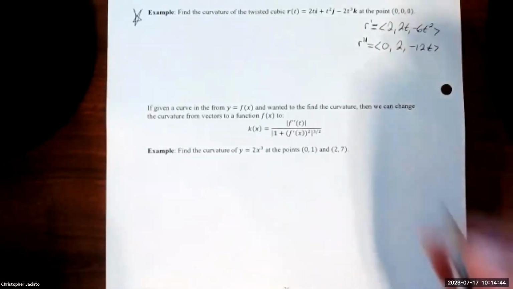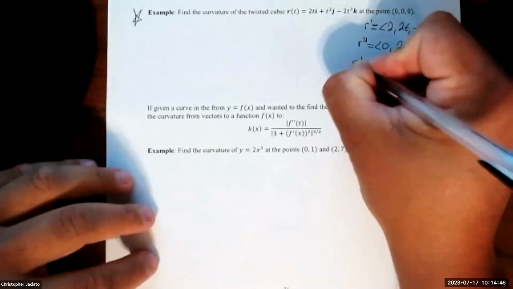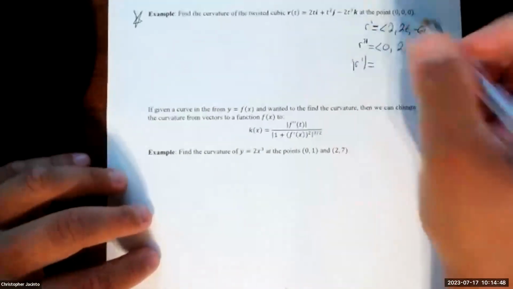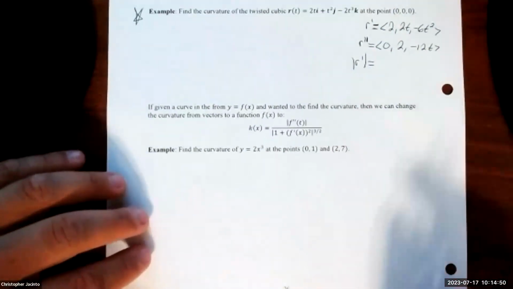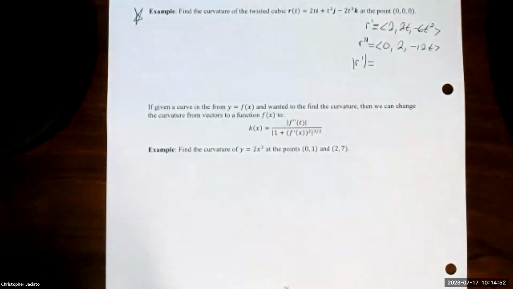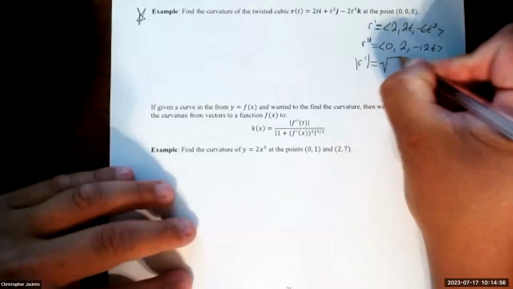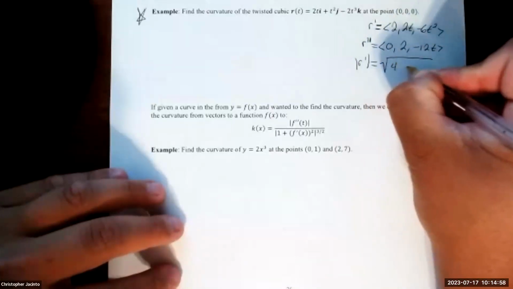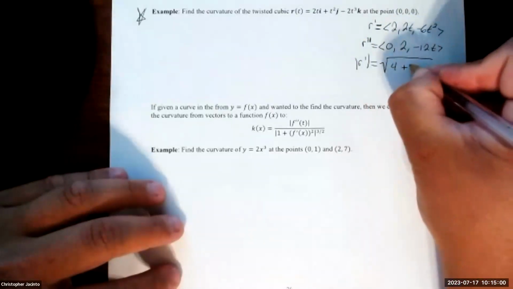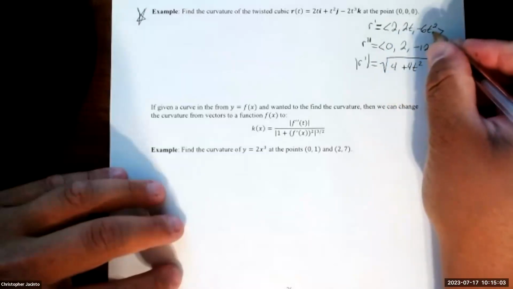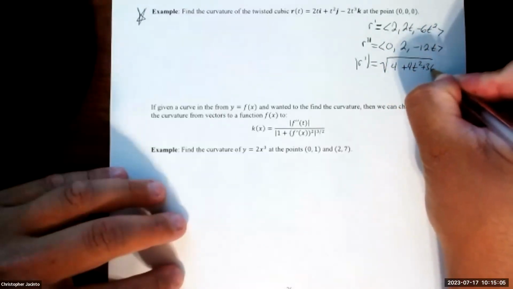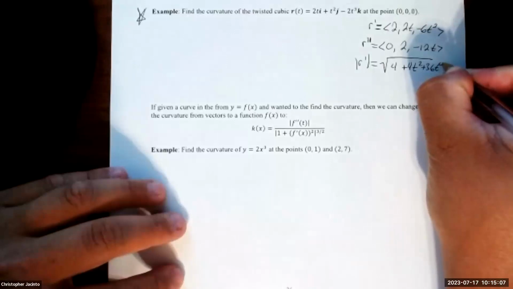So again, since we're at it, why don't we just find the magnitude of the derivative, since we all need it anyways. So therefore, the magnitude of the derivative is just going to be 2 squared, so 4, plus 2t squared, and this squared is going to be plus 36t to the fourth.